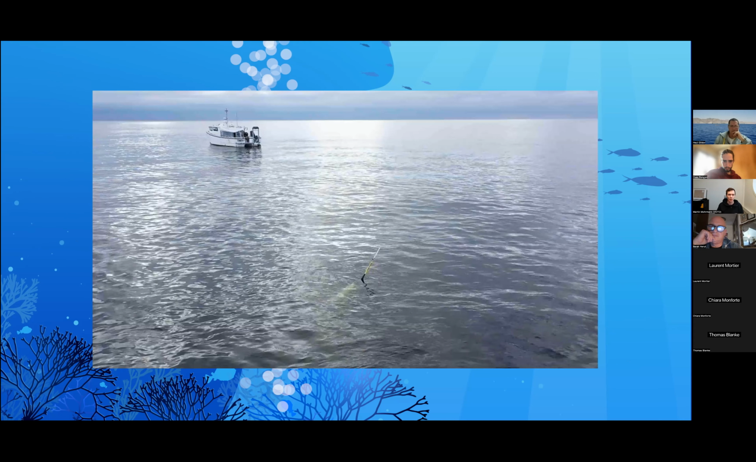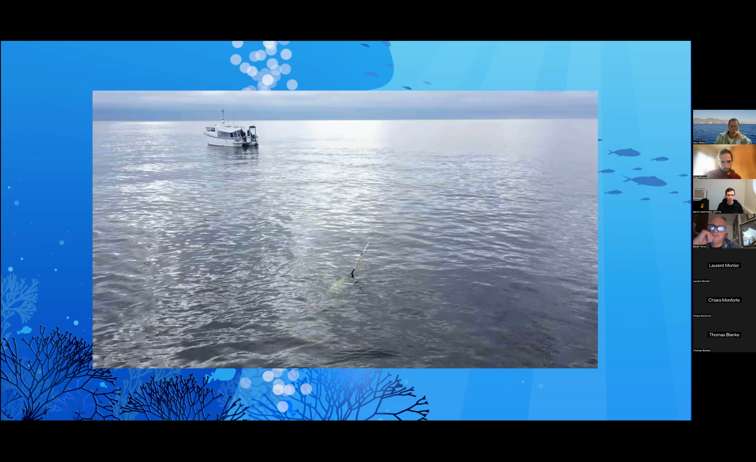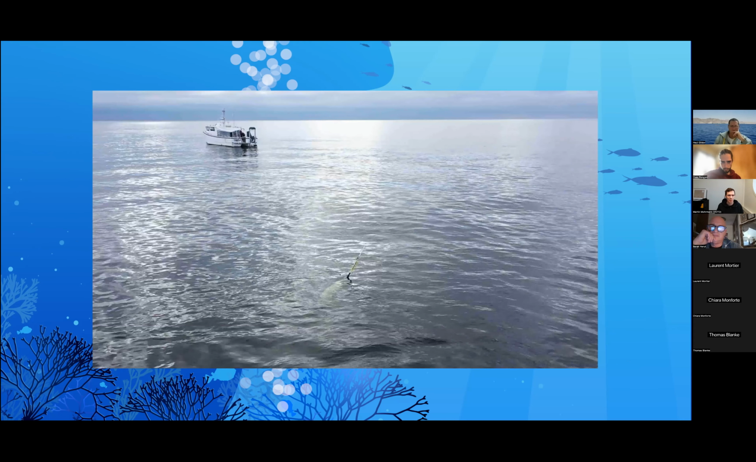Now, this is a short impression of how it looked when we deployed our glider in the Bornholm Basin from our small boat, relatively close to the leak site.